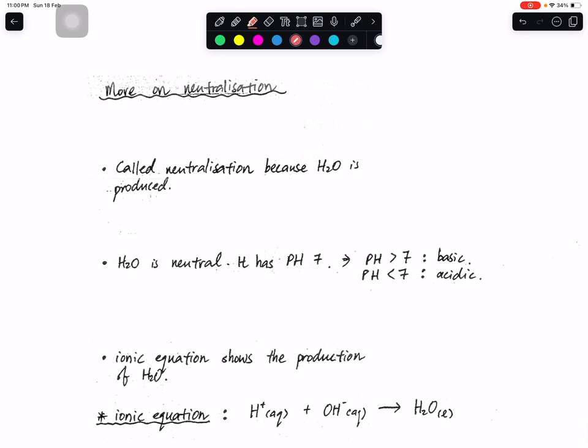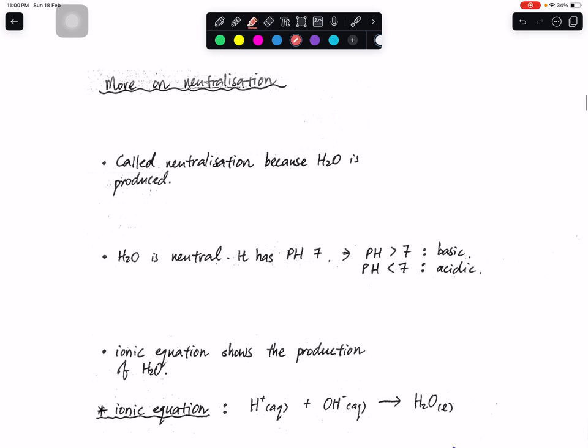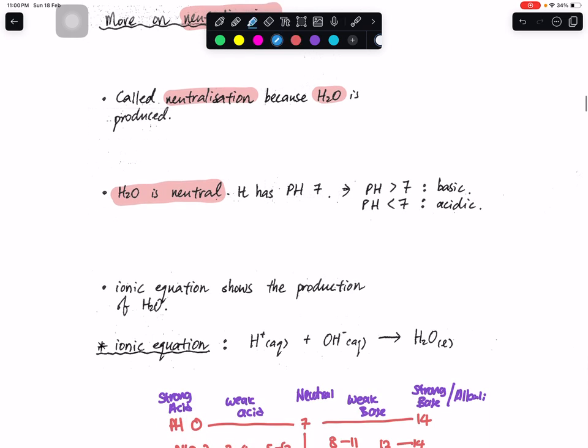Okay, very good. So now that we have learned the 3 different equations, we're going to talk a little bit about this thing called neutralization. Why do we call a reaction a neutralization reaction, especially for an acid and base reaction? It's because water is produced. Water is neutral in nature, so that's why when you produce water, we call it neutralization. Other than that, let me talk a little bit about pH. pH 7 is what we know to be neutral. Anything more than 7 is basic. Anything less than 7 is acidic. So more than 7 is basic. Less than 7 is acidic.